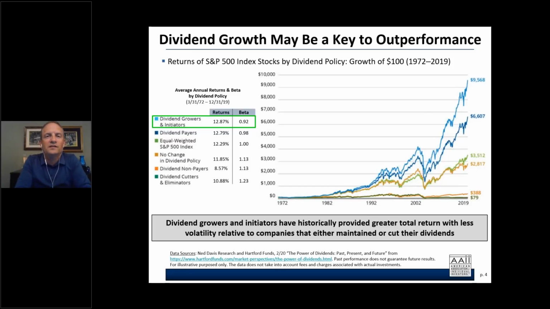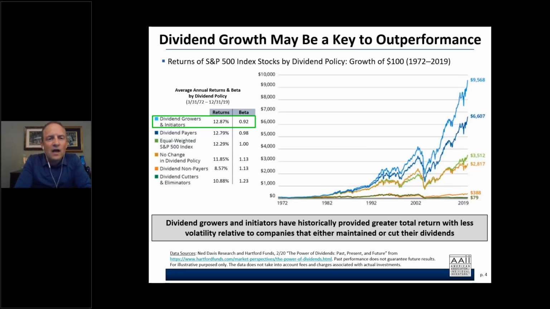I also like to show this chart that was put together by Ned Davis Research and Hartford Funds. It was a study that they conducted from March of 1972 to the end of 2019. And really what this study did was, it says dividend growth may be a key to outperformance. So you can see the chart there throughout the period that we're looking at, 1972 through the end of 2019.